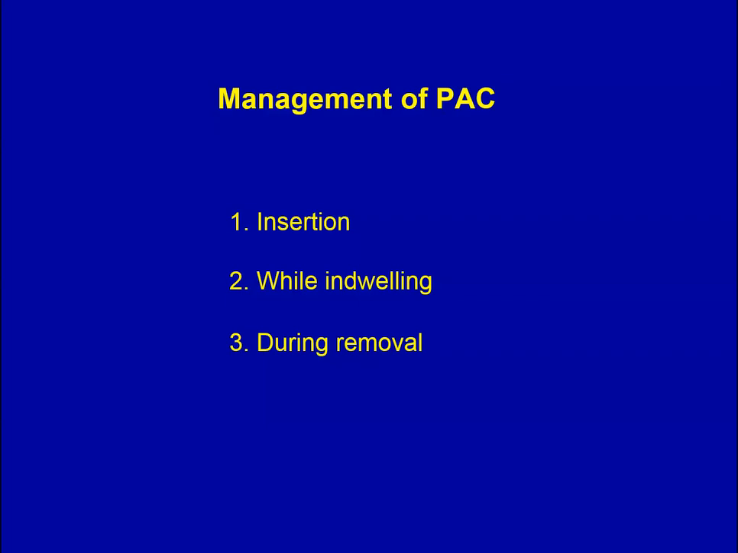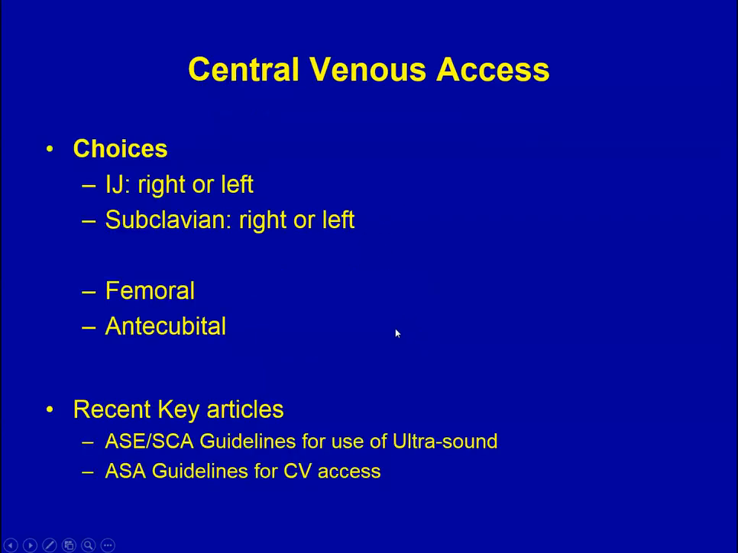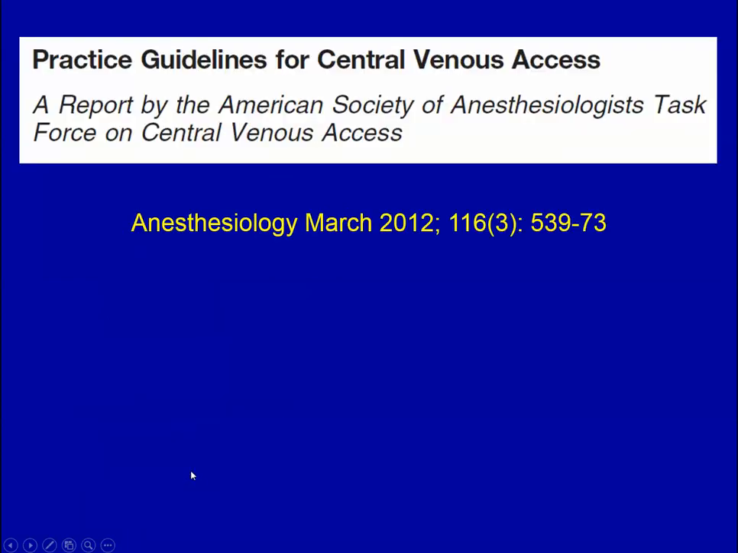Next, let us turn to the management of patients with pulmonary artery catheters, and I'm going to talk about management during insertion, while it's indwelling, and at the time of removal. As far as central venous access, our choices mainly are the IJ, right or left, subclavian, right or left, although occasionally the femoral or antecubital can be used. There are several American Society of Cardiac Anesthesia and ASA guidelines in this regard.